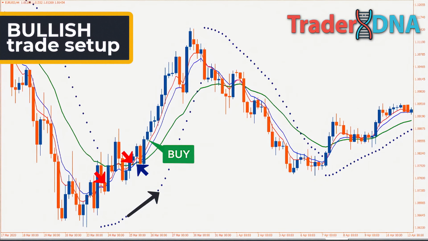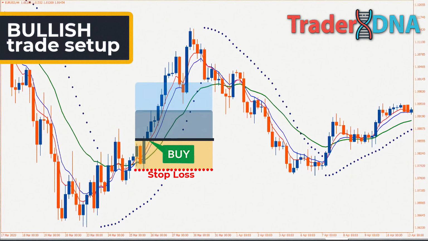Put an initial stop loss below the recent swing low with a buffer of 5 pips. An appropriate risk-reward ratio tends to be anything greater than 1:3.